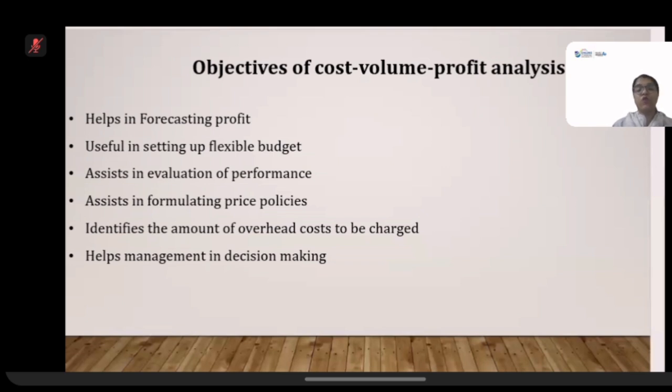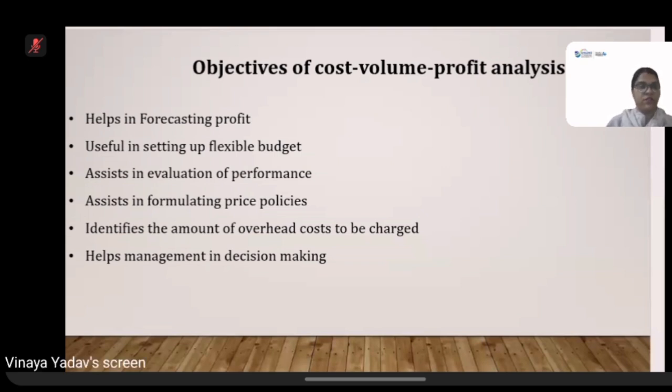Identifies the amount of overhead cost that is to be charged. So it analyzes, students, what is the amount of overheads that you are supposed to charge to various levels of production. And lastly, it helps the management in deciding whether to make that product, whether to buy that product, whether to drop the product. That means drop the product means skip to some other alternatives. Okay. Fine.